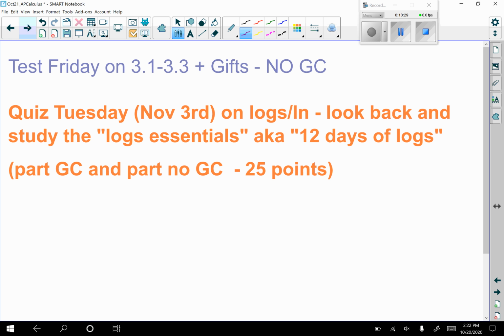So again, the test is on Friday. In yesterday's lesson, I went over all the topics. It's going to be about 10 problems, around 45 points. And then next week, we have a 4-day week, and then you guys have a 4-day weekend. So it should be Tuesday the 3rd. I'm going to plan for a quiz over the 12 days of log. So make sure you guys are going back to look at that.